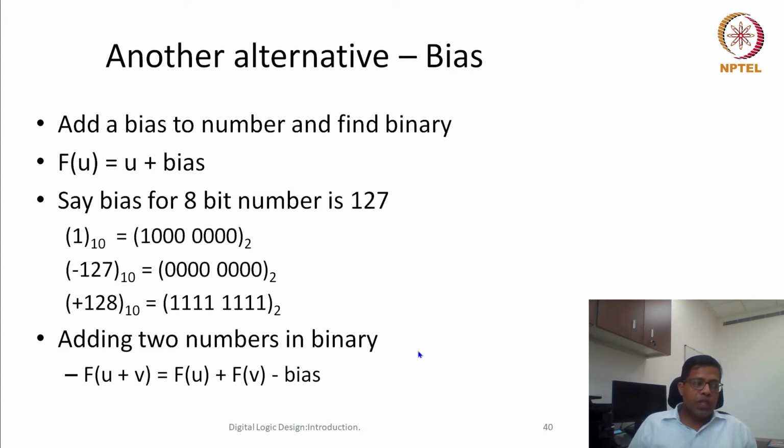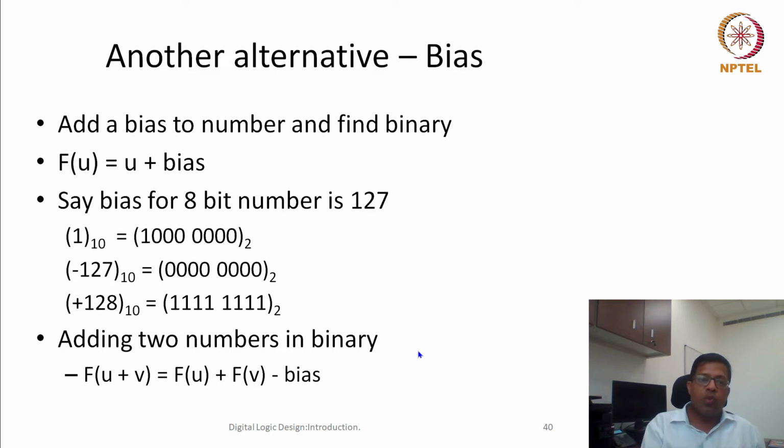Another alternative we can think of is we can add a bias. So everything is positive in our numbers. Let us say if I want to represent any number, I add some particular bias. For example, let's consider that for an 8-bit number, I add a bias of 127. Okay, so if I'm adding a bias of 127, let us see how it works.